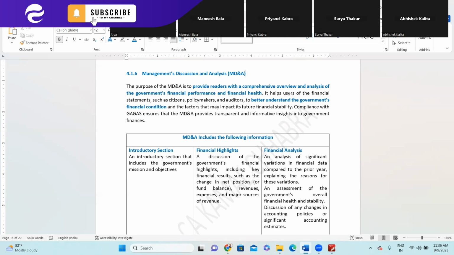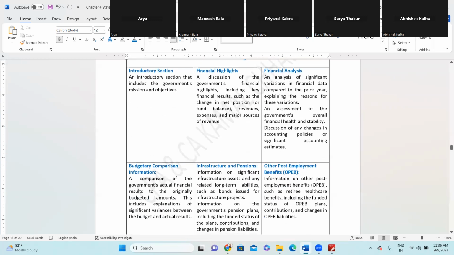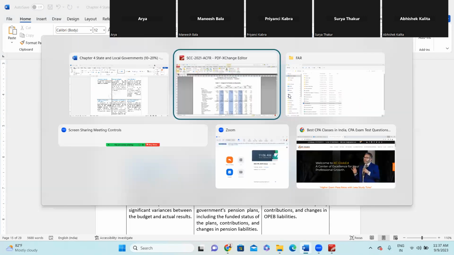Why is MDA being required? It's being required as per GASB, right? It is over and above the normal financial statement of any government entity. This is called required supplementary information. So what all things do you need to disclose in MDA? The first one is the introductory section. So in the introductory section, that includes the government's mission and objective.